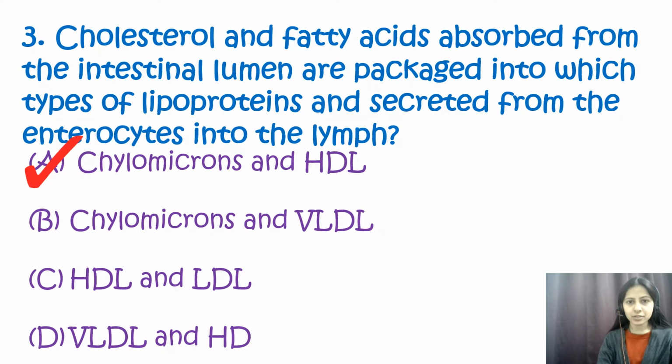So after being absorbed into the intestinal lumen, these cholesterols and fatty acids are packed into chylomicrons and are secreted from the enterocytes into the lymph. These chylomicrons are the lipoprotein particles that actually transport the dietary lipids from the intestine to the other parts of the body. So over here the correct answer will be option number A.